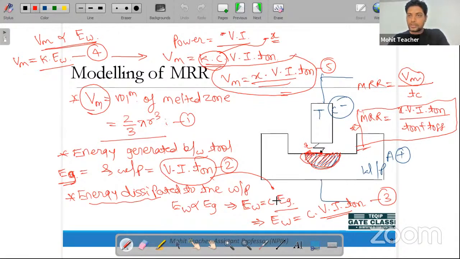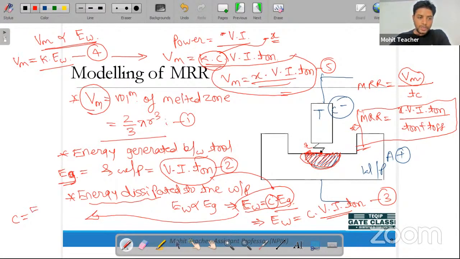Actually, Swaminanjan, this C is a constant. It's like how we calculate efficiency: efficiency is output upon input. So if you write this equation like this, C will be equal to EW upon EG. So you can treat C as the efficiency.